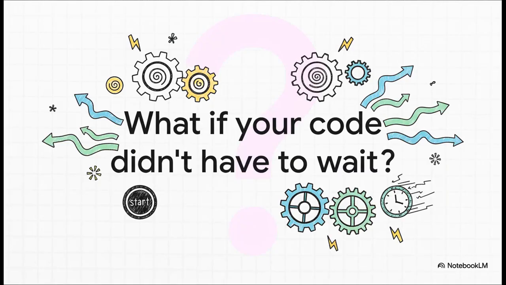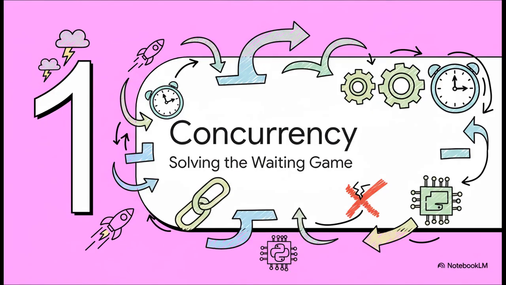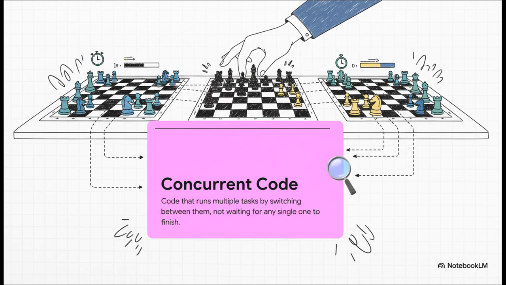Okay, so to really wrap our heads around what asyncio is all about, we have to start with a pretty fundamental question that every programmer runs into. What if your code didn't have to just sit around and wait? And the answer to that question? Well, it lies in this powerful concept called concurrency. It's basically the art of escaping that waiting game, and it is the absolute core idea that makes async IO even possible.